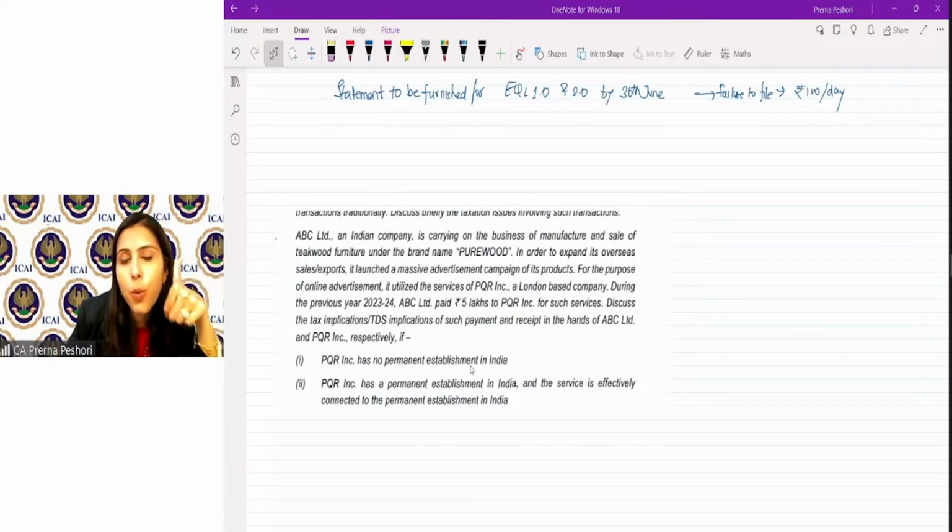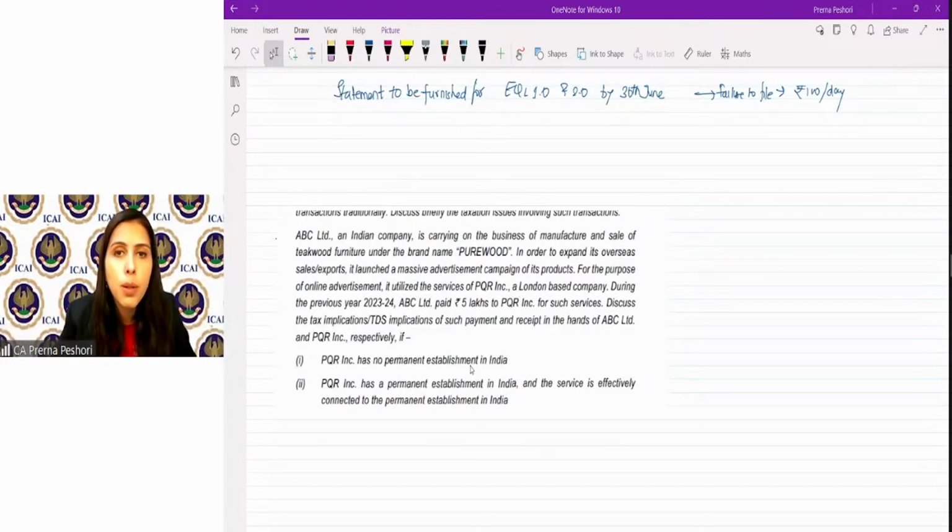So equalization levy 1 is applicable when the non-resident e-commerce operator does not have a permanent establishment, provides the specified service, which is online advertisement or online provision of digital ad space, to a person resident in India or another non-resident having a PE in India. In that case, equalization levy 1 will become applicable. Here it is a non-resident, a London-based company providing services to a person resident in India. In the first case, it does not have a PE. So yes, definitely the equalization levy 1 will be applicable.